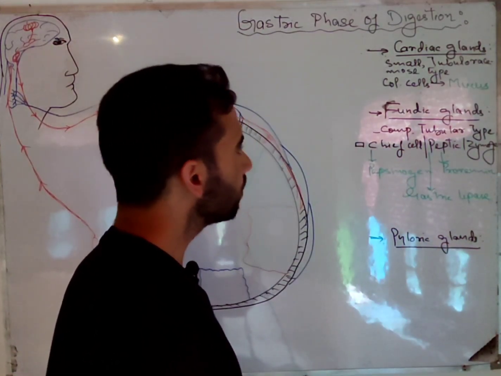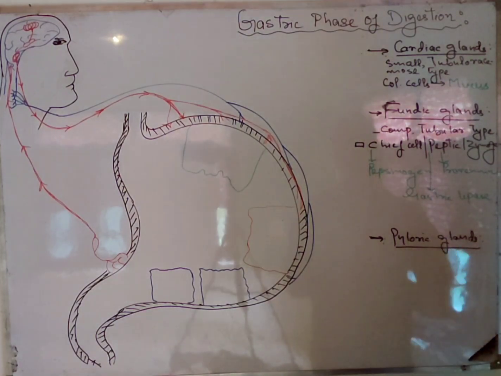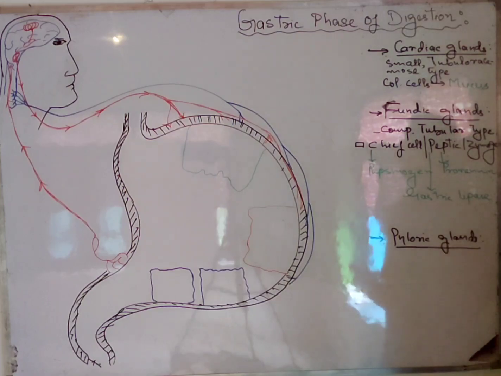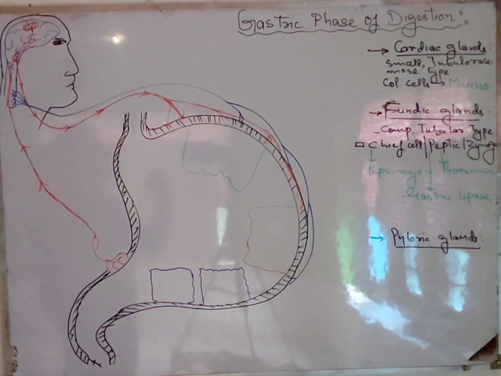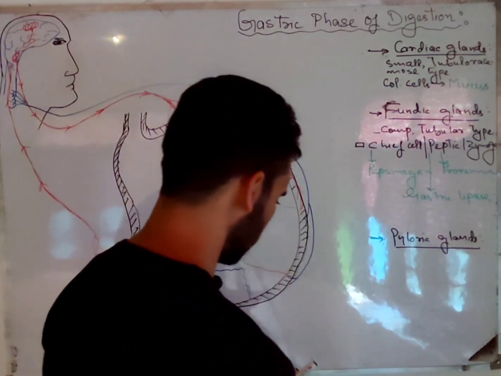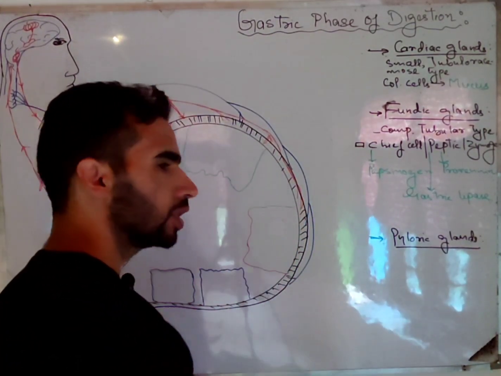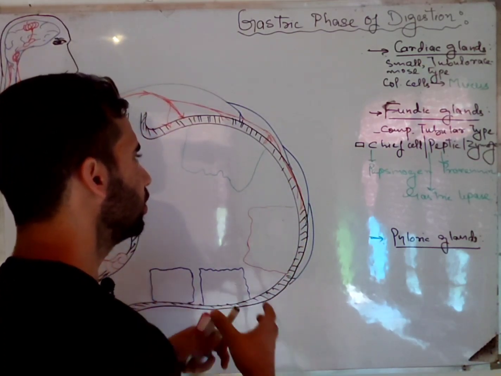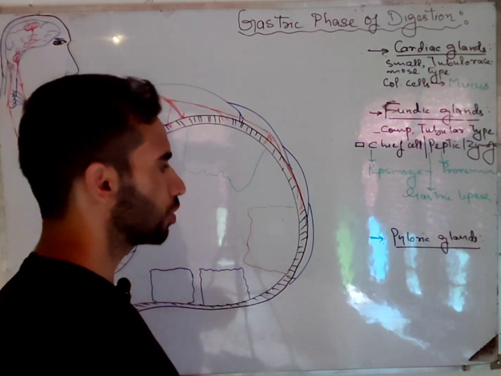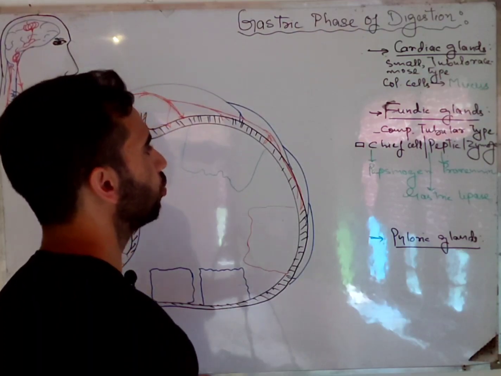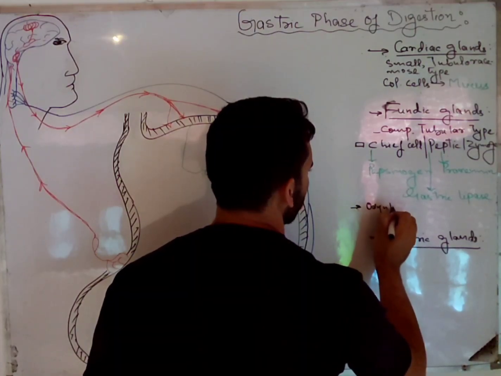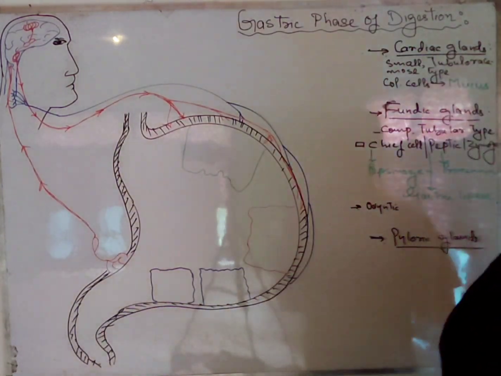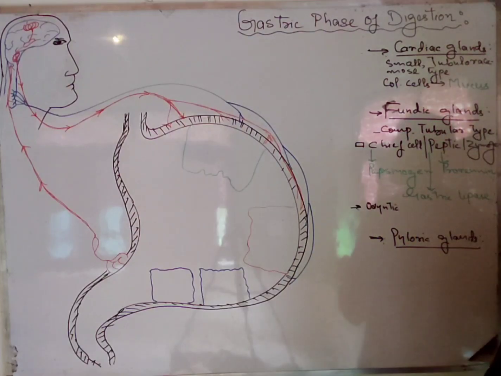Besides the chief, peptic or zymogen cells in the fundic glands of our stomach, we also have some other types of cells which are responsible for the synthesis of a very important gastric secretion, hydrochloric acid. The most important feature associated with the gastric part of our digestion is the synthesis of a highly acidic substance, hydrochloric acid, by our stomach. The cells responsible for the synthesis of that hydrochloric acid are called oxyntic cells, or these oxyntic cells are also called parietal cells.